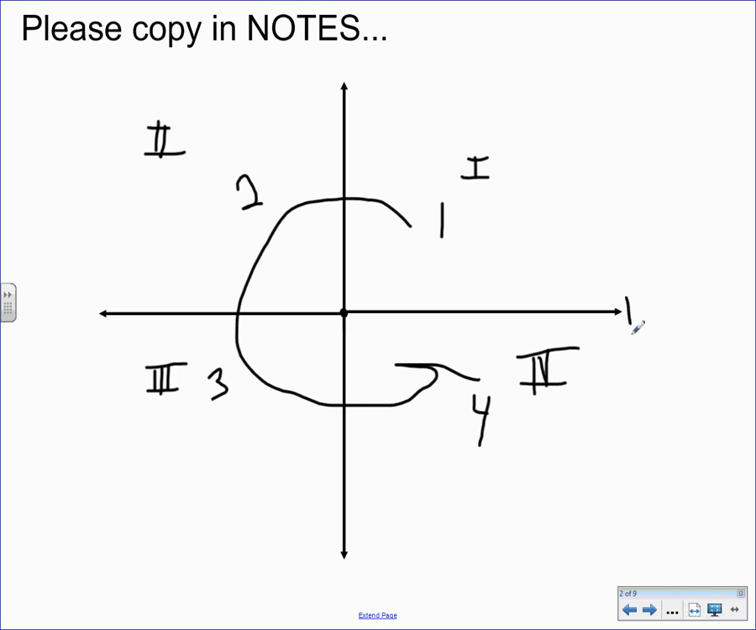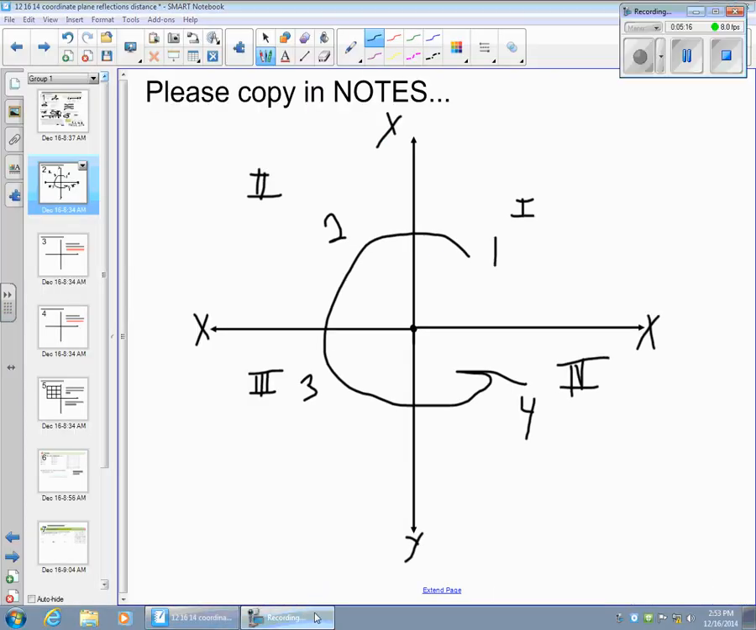All right. The other thing is that this line is x, the horizontal line, and the vertical line is y. Let me see how I'm doing on time here. 5 minutes. All right, let me finish this up and then I'll take a break and keep going.